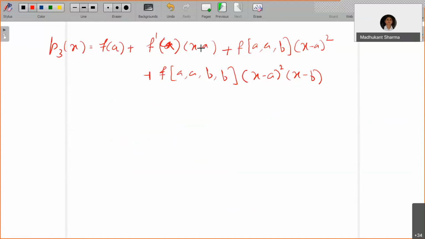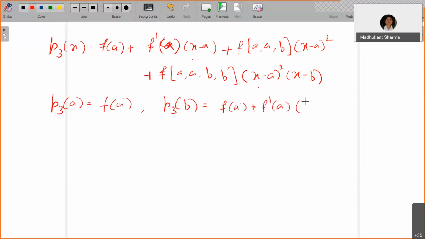Now what we need to verify, so far we have not verified the interpolating conditions. The first condition is P3 at a must be equal to f at a. At x equal to a, this term is 0, this term is also 0, this term is also 0. So P3 at a is f of a. That's very clear. P3 at b is equal to f of a plus f dash of a times b minus a. The last term will not contribute anything because b minus b is 0. So plus b minus a whole square times f of a, a, b.